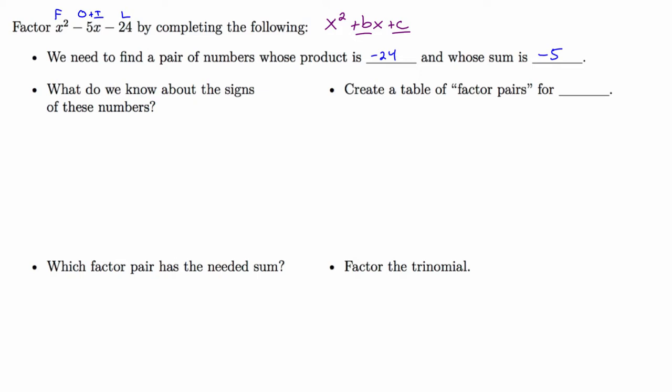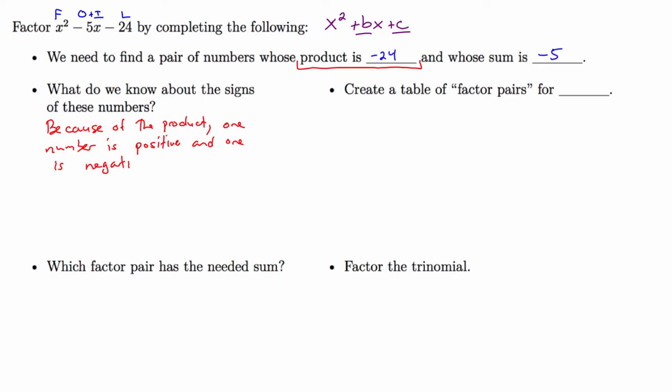Before we start thinking about numbers that multiply to make negative 24 and add to make negative 5, we want to pause and think about the signs. We always start with the product first. If two things multiply to make a negative 24, because that is a negative product, we know one of the numbers had to be positive and one of the numbers had to be negative. When we look at the sum, the only way to add a positive number and a negative number and end up with a negative result is if the larger number is negative. Because the sum is also negative, we know the larger number must be negative.